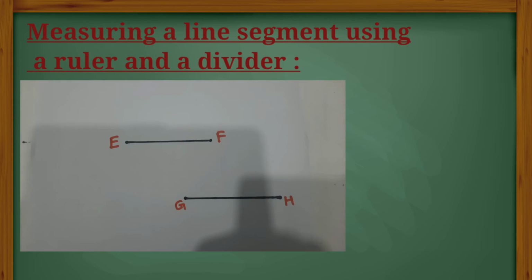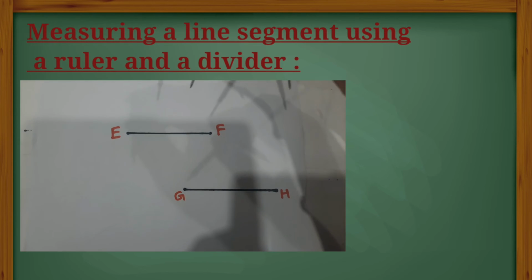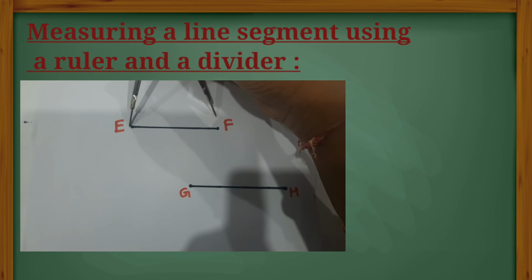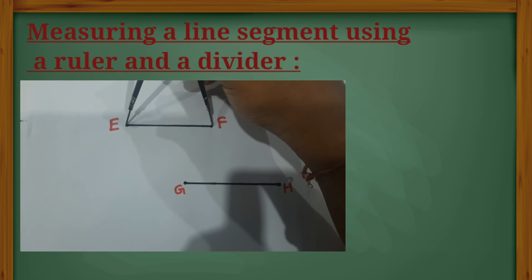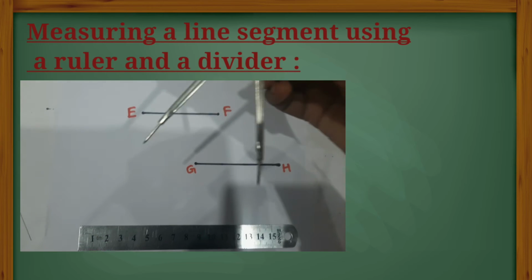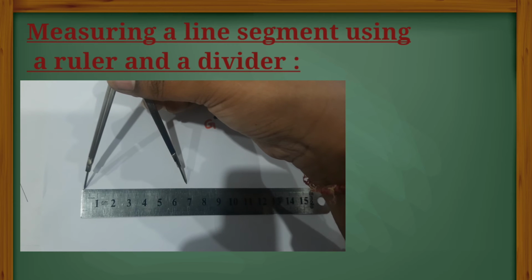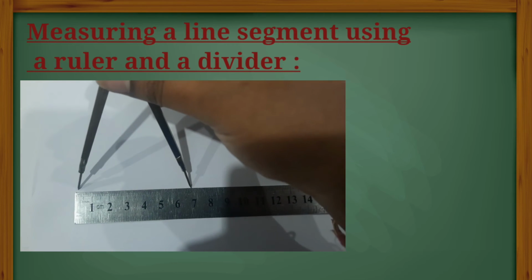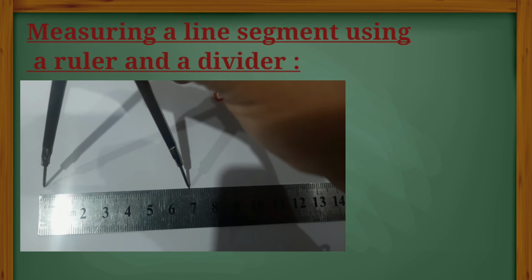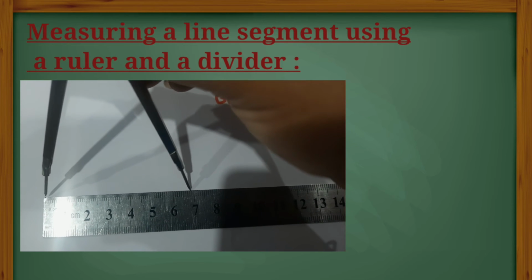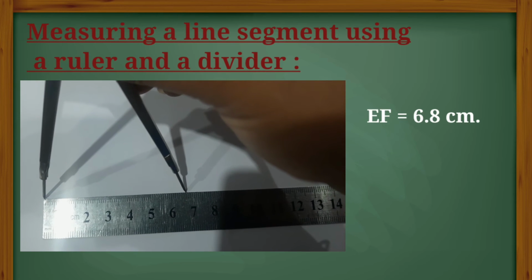Now, we try to compare these two line segments with the help of the divider and also we measure with the help of the ruler. Here, we are taking the measurement of EF and placing it on the ruler. See, here it comes as 6 centimeters and 8 millimeters. See, 6 centimeters and 8 millimeters. Also called 6.8 centimeters.